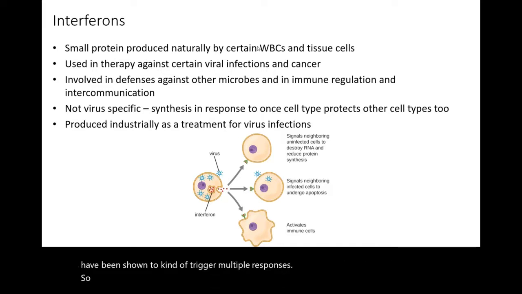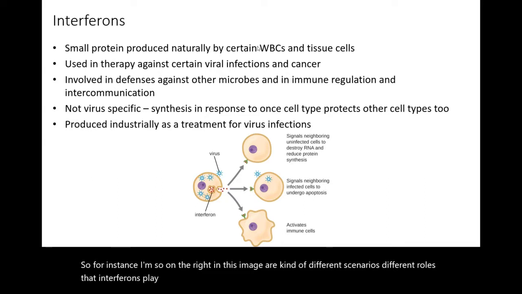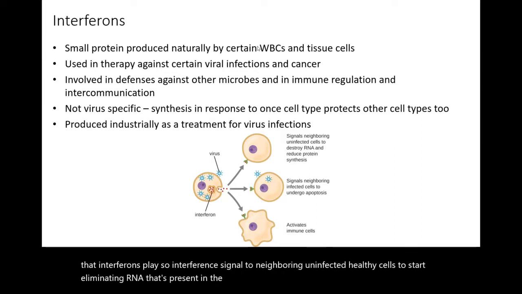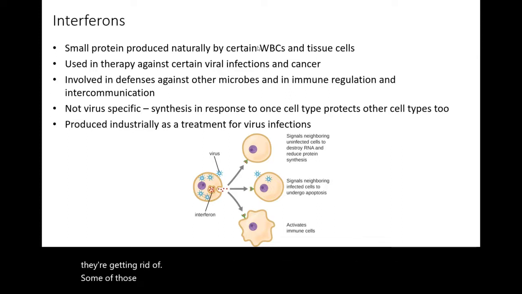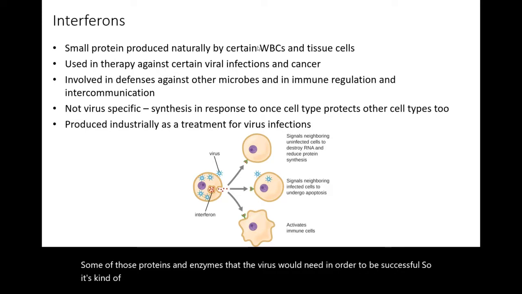So on the right in this image are different scenarios, different roles that interferons play. So interferons signal to neighboring uninfected healthy cells to start eliminating RNA that's present in the cell and to reduce protein synthesis. Because remember, some pathogens like viruses require host resources in order to live. So by destroying RNA, they're getting rid of some of those proteins and enzymes that the virus would need in order to be successful. So it's kind of stopping or preventing viral RNA replication from being able to occur.